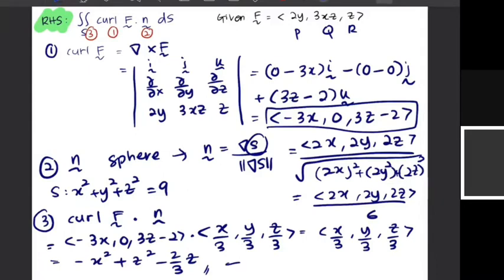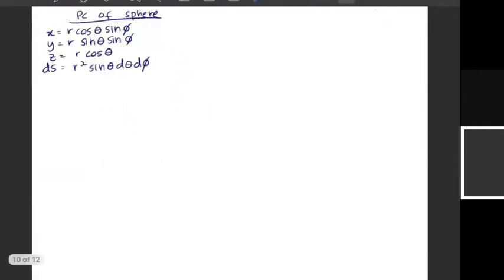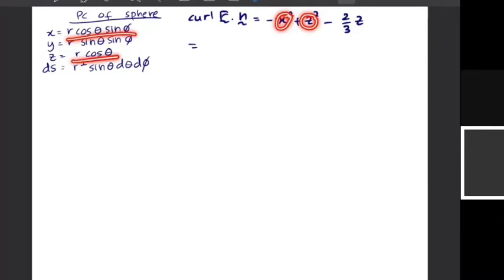So curl F here is negative 3x, 0, 3z minus 2, dot product with x over 3, y over 3, z over 3. Okay, multiply. Then you will get negative x square plus z square minus 2 over 3 z.